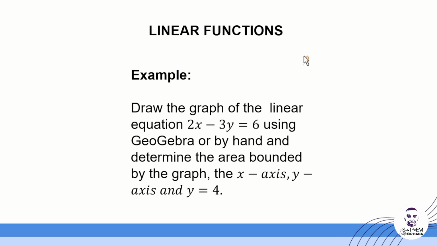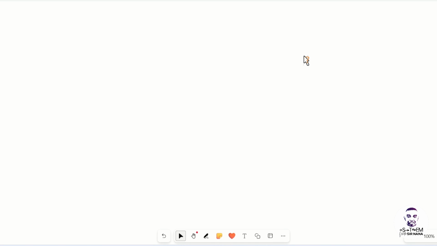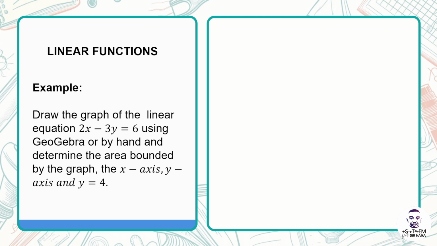So that's a linear graph or a linear function using GeoGebra or by hand, and determine the area bounded by the graph, the x-axis, the y-axis, and y is equal to 4. So now let's look at how we can draw this graph. First and foremost, we must be able to write out the equation.